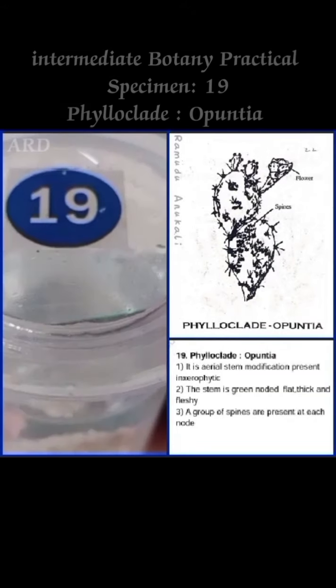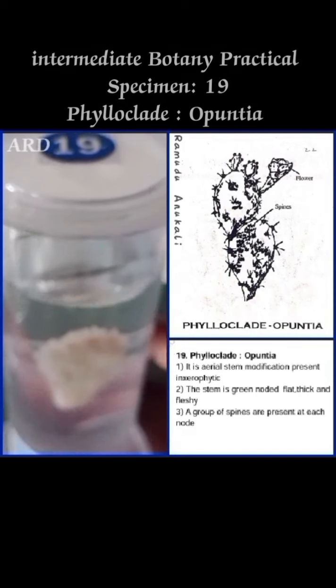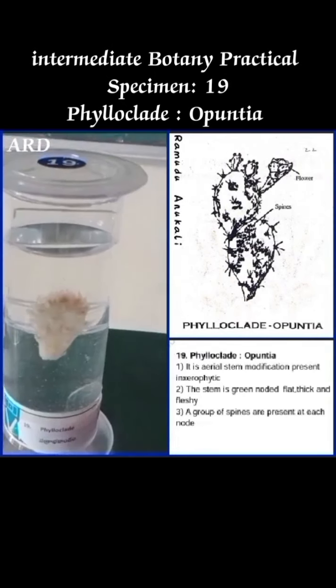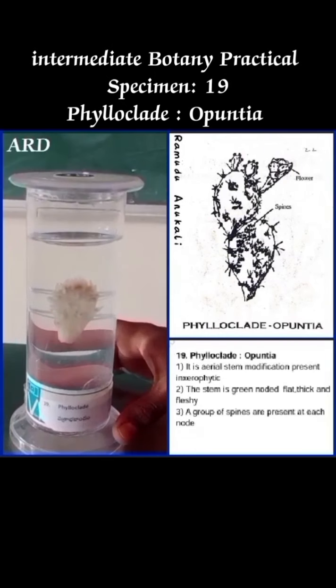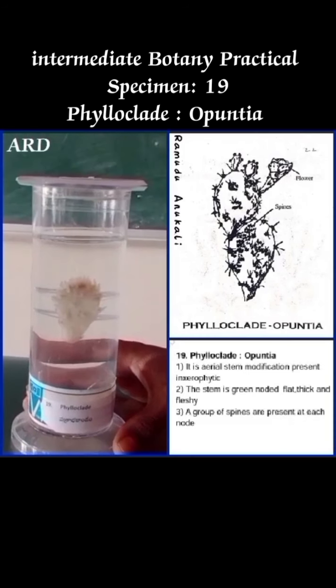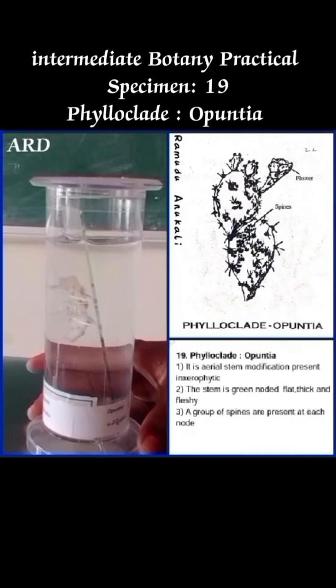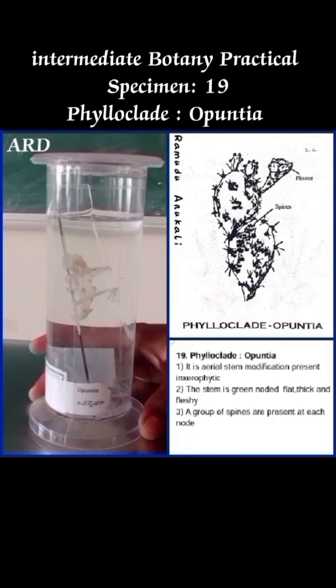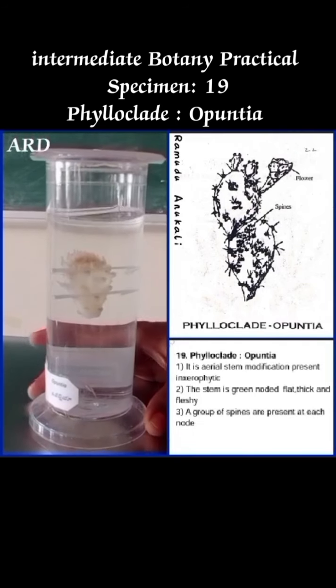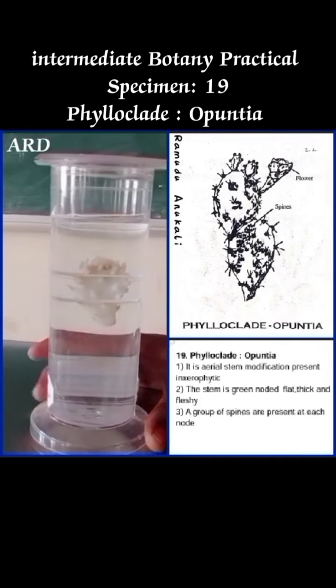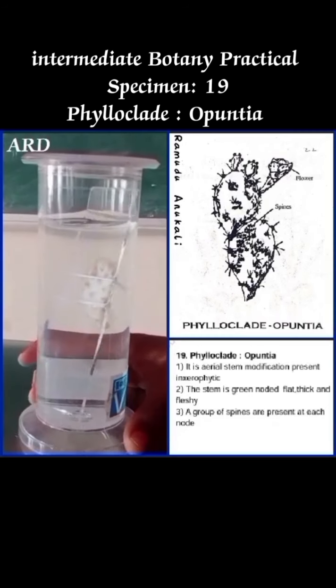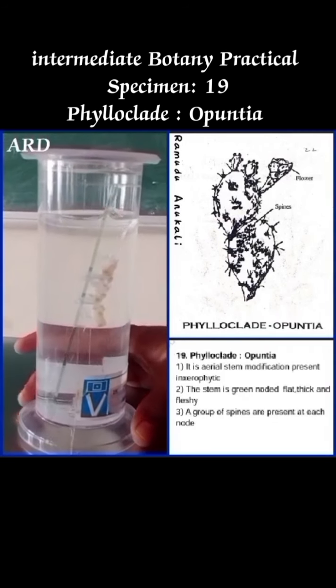Number 19 specimen, phylloclade, Opuntia. It is an aerial stem modification present in xerophytes. The stem is green, noded, flat, thick and fleshy. A group of spines are present at each node.